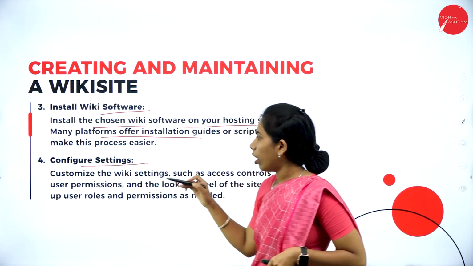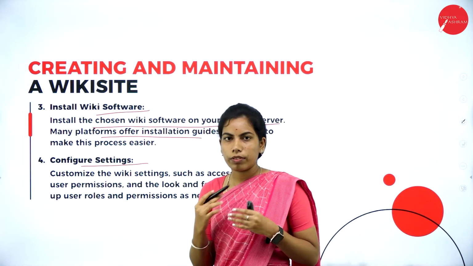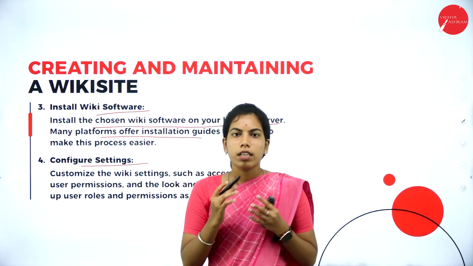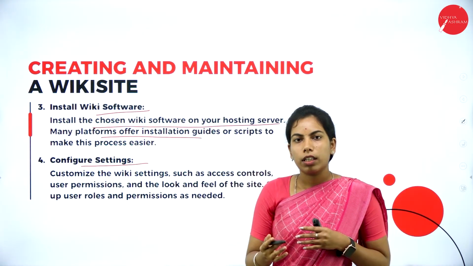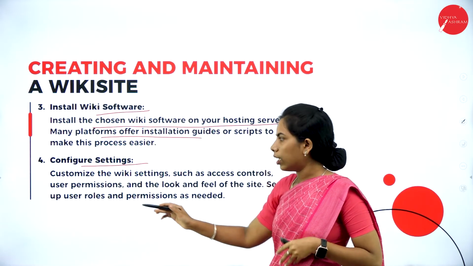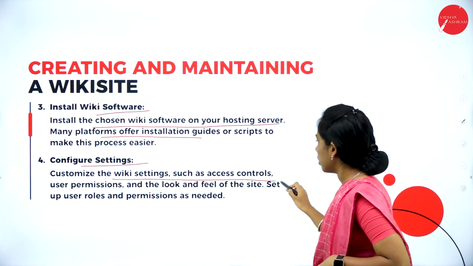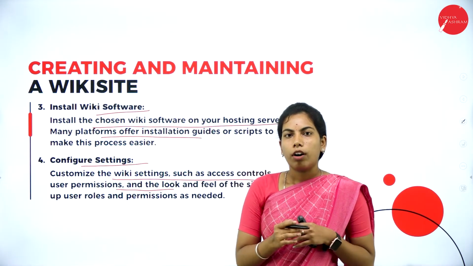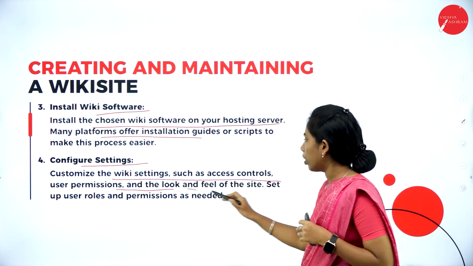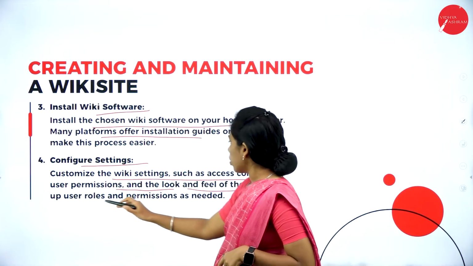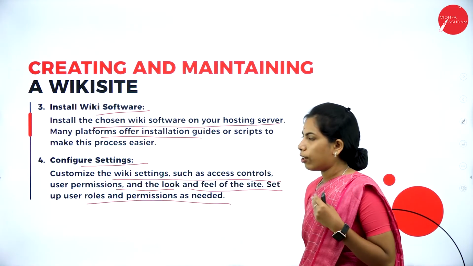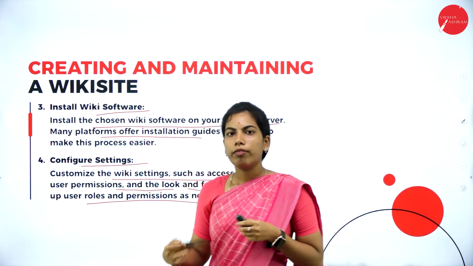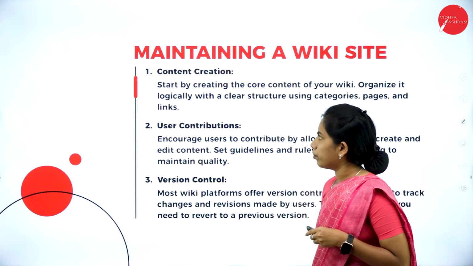The last one, configure settings. For example, configuring settings is like in WhatsApp, where you can choose some settings, block users, or create users. Like that you can organize the wiki settings such as access control and user permissions, who can edit, and also the look and feel of the site, and set up user roles and permissions as needed. These are the steps for wiki site creation.